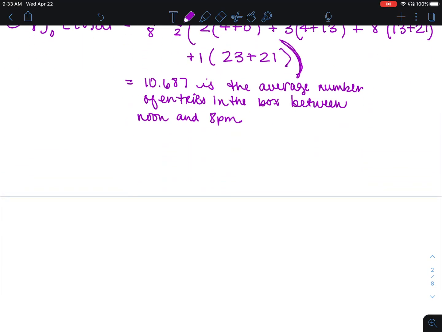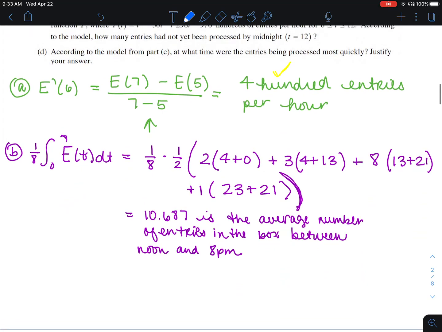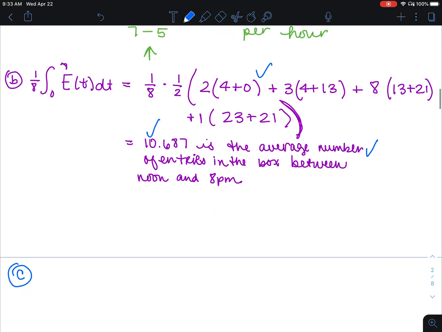For part C, it says at 8 p.m. volunteers begin processing the entries. They process entries at a rate modeled by the function P, where P of t equals t minus 30t squared plus 298t minus 976 entries per hour for 8 to 12. According to the model, how many entries have not been processed by midnight? By the way, you have one point for the trapezoidal sum, one for the approximation, and one for the median. So part B was a 4-point question. I think what you'll see is the eighth be dropped, but I think that'll be okay.